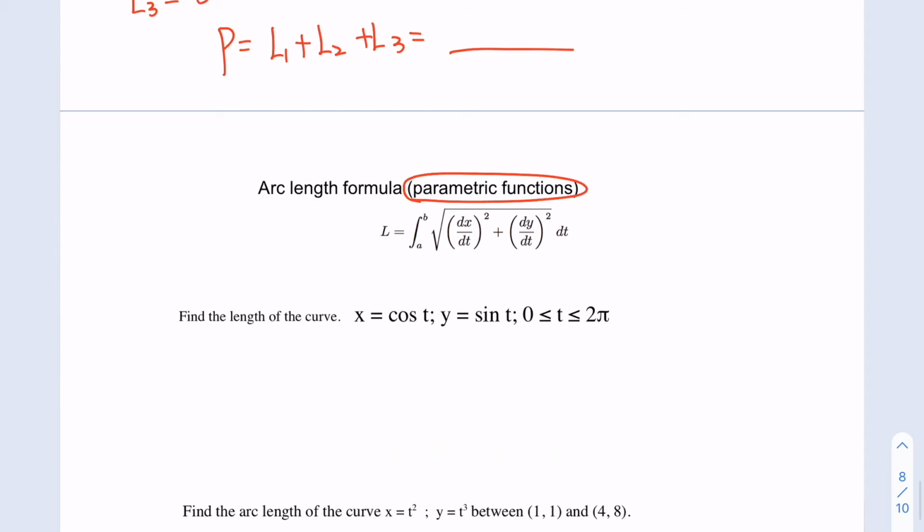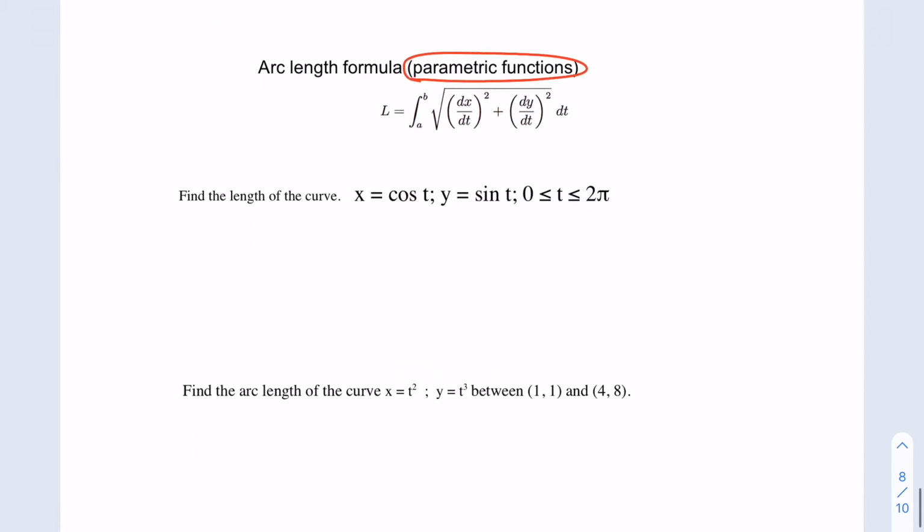So the second type of arc length formula is given by the parametric equation. For example, given x is a function of t and y is also a function of t. In this case, how do we find the arc length? The arc length is given by the integration from a to b of the square root of x prime squared plus y prime squared, where both x and y are functions of t, dt here.